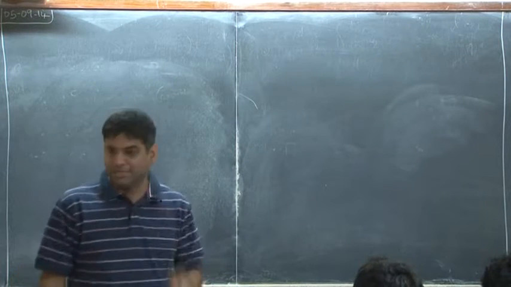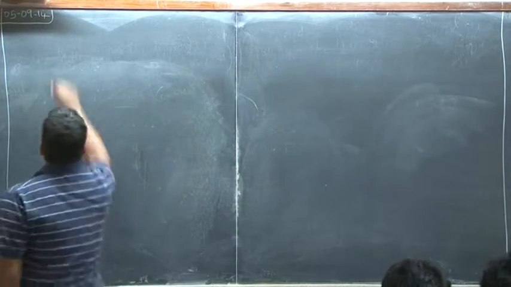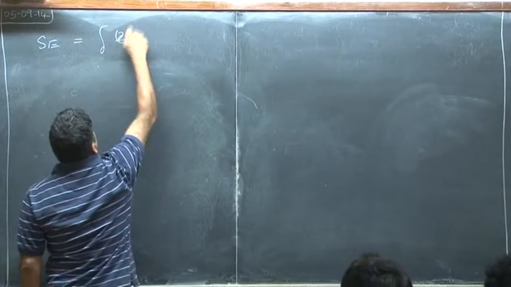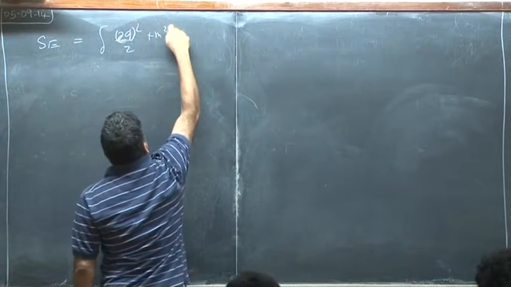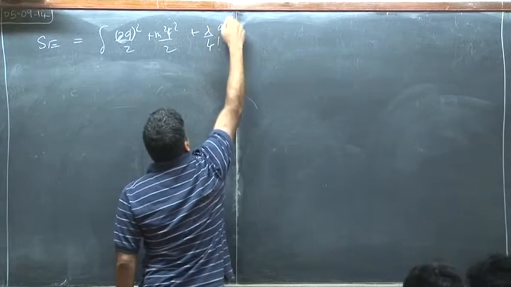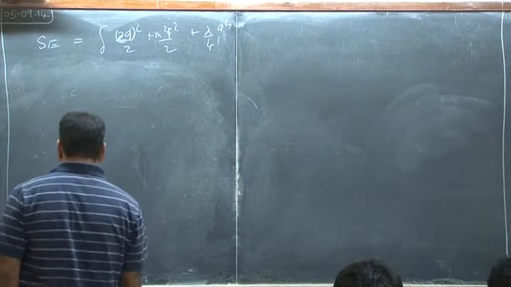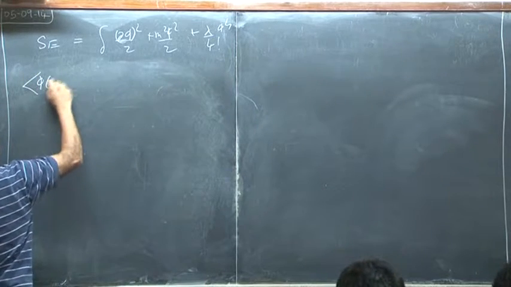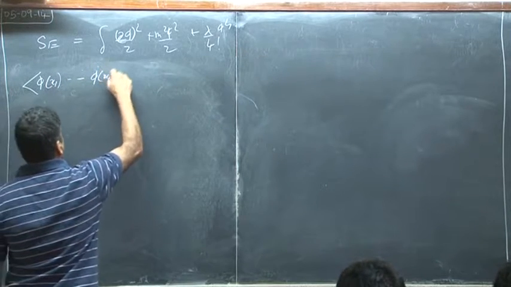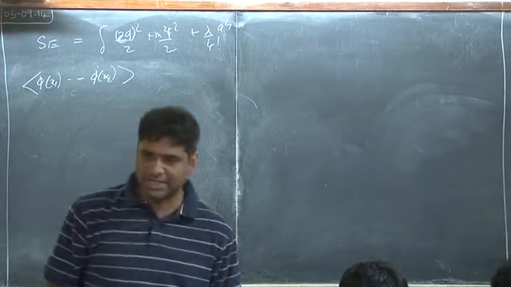Let's continue with our discussion of divergences. You remember in the last class, we studied the following Euclidean action. We decided to compute the expectation value of phi of x1 ... phi of x4. In this theory, we move to Fourier space to do the calculation.